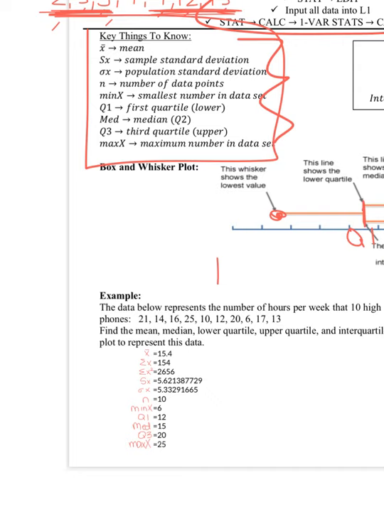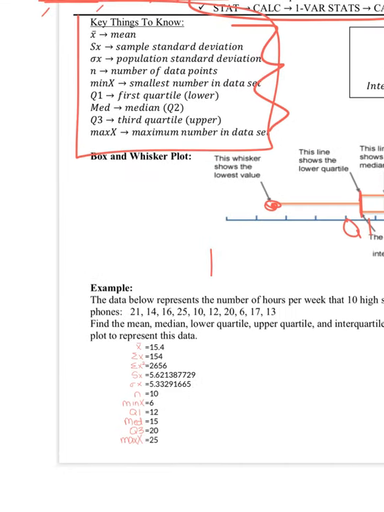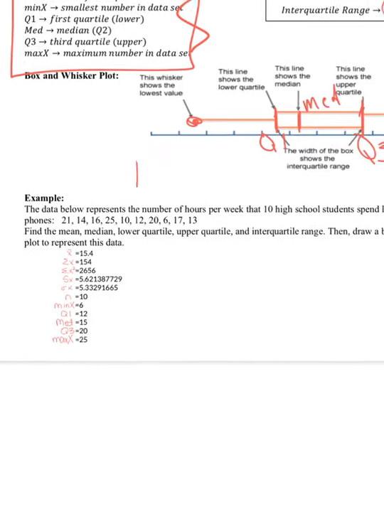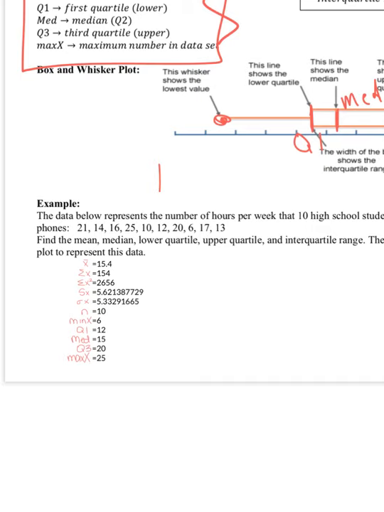So you put 10 high schoolers. So n is 10. The min is 6. The lower quartile is 12. The median is 15. The upper quartile is 20. And the max is 25. So when it asks you for all these other things, you should not have a problem knowing what everything is.